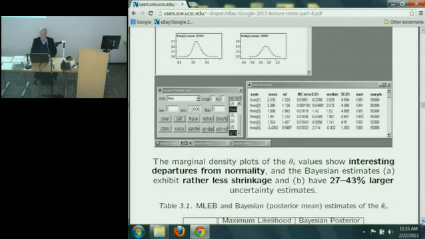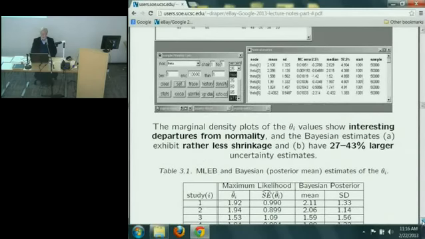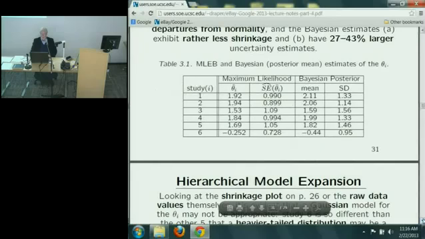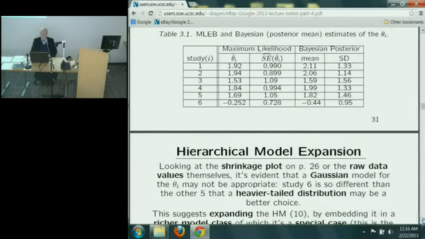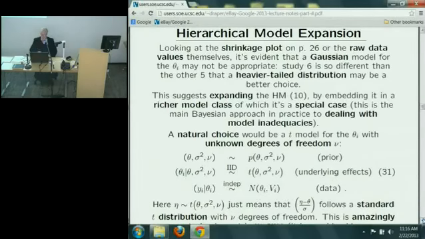We can now compare these things here, this 2.106 and the 2.056 and so on, with the numbers we got from maximum likelihood empirical Bayes. And what we find is that the Bayesian estimates, first of all, exhibit rather less shrinkage than the maximum likelihood estimates do. That's because they have 30 to 40% larger uncertainty bands around them. And again, that reflects an understatement of uncertainty on the part of the MLEB story. So looking at the shrinkage plot or the raw data values themselves, as we've agreed, it's evident that a Gaussian model for the thetas may not be appropriate because we have this heavy tail kind of thing.